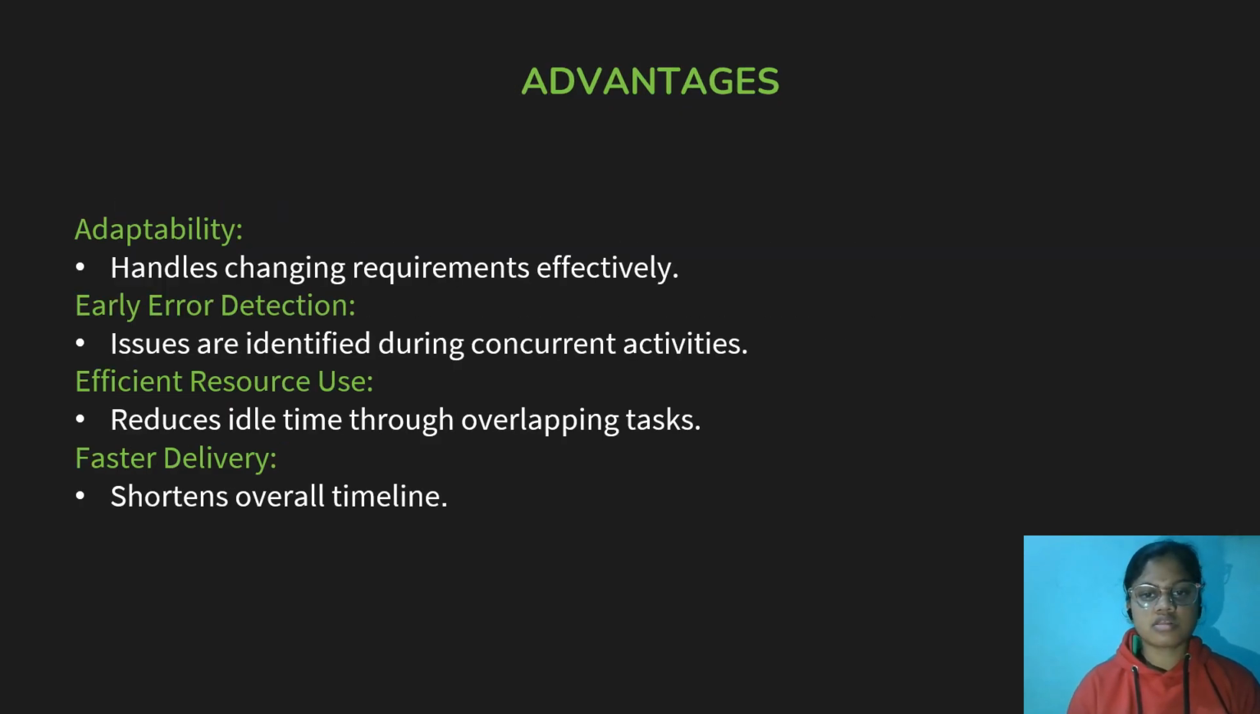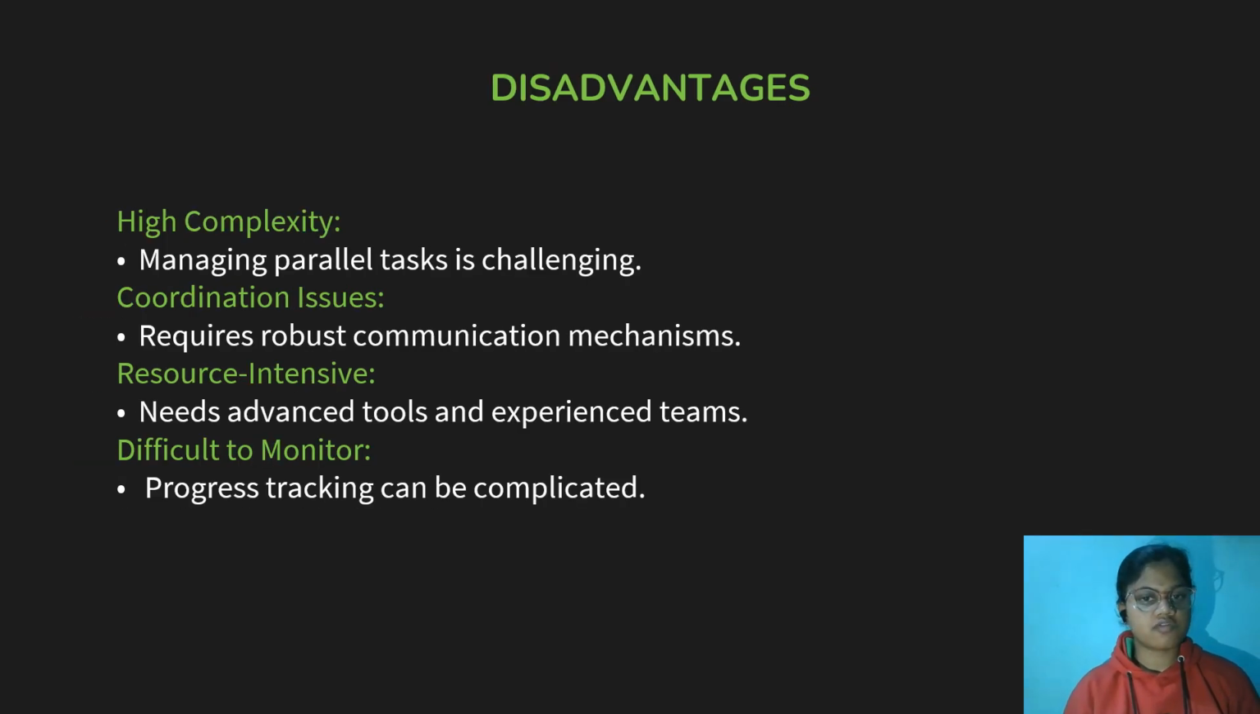The advantages of the concurrent process model are adaptability, early error detection, efficient resource usage, and faster delivery. These four are the main advantages, and it may also include cost and time factors. Let us see some of the disadvantages. Disadvantages of the concurrent process model include high complexity, coordination issues, resource intensiveness, and difficulty to monitor.